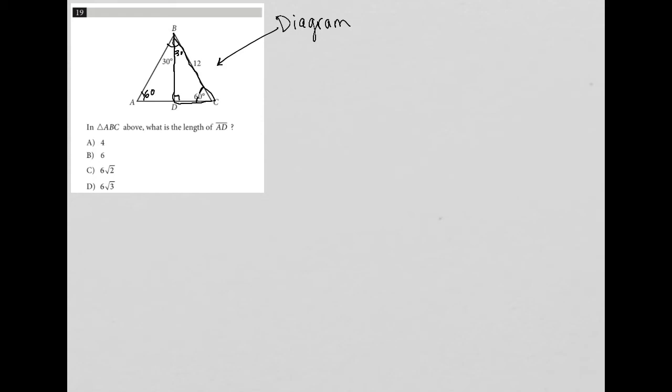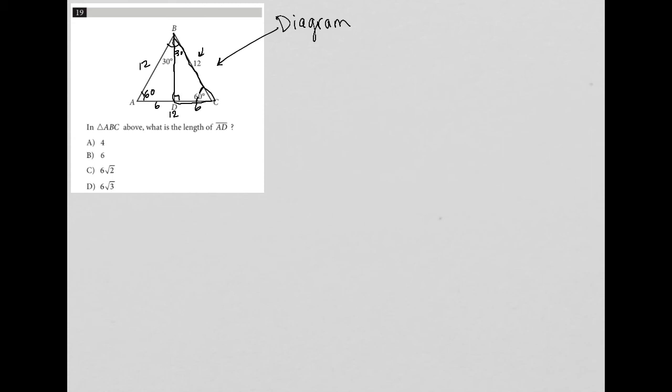course, makes this an equilateral triangle, which means if side BC is 12, then side AB is also 12, and side AC is also 12, and that the altitude from B to D bisects AC, meaning that this is 6 and this is 6 here.